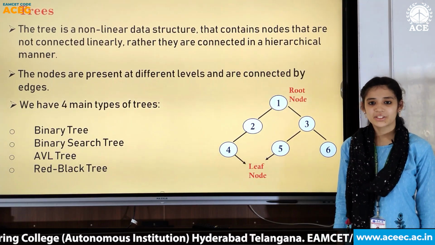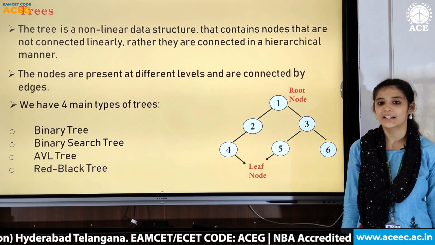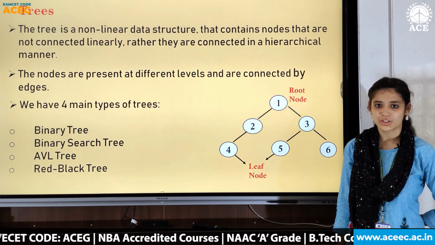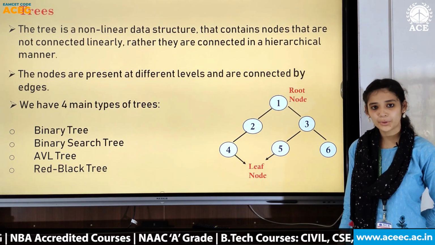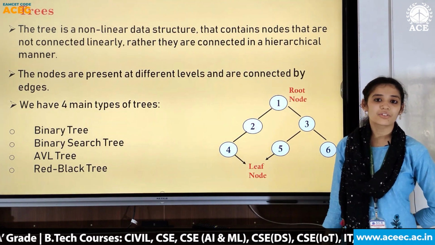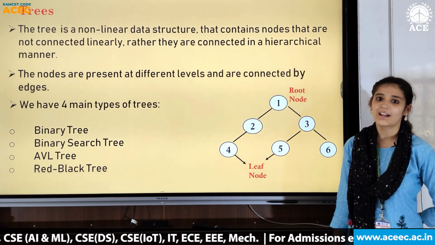The next data structure is trees. A tree is a non-linear data structure that contains nodes that are connected in a hierarchical manner. The nodes are present at different levels connected with edges. The first inserted node is called the root node, middle nodes are intermediate nodes, and the last nodes are called leaf nodes. There are 4 main types of trees: binary tree, binary search tree, red-black tree and AVL tree.